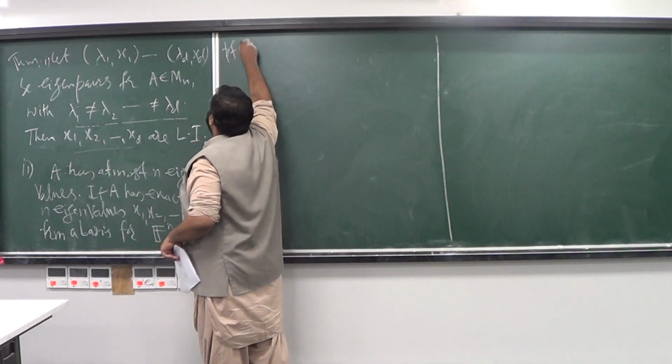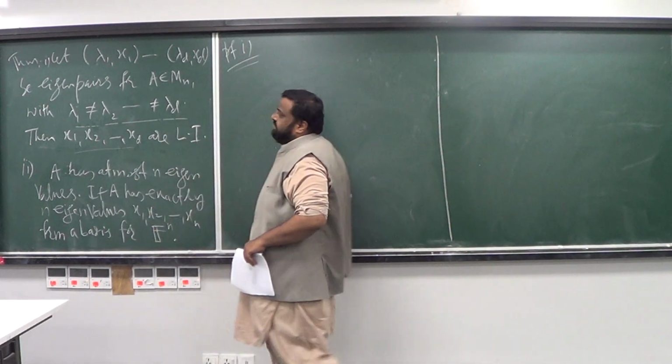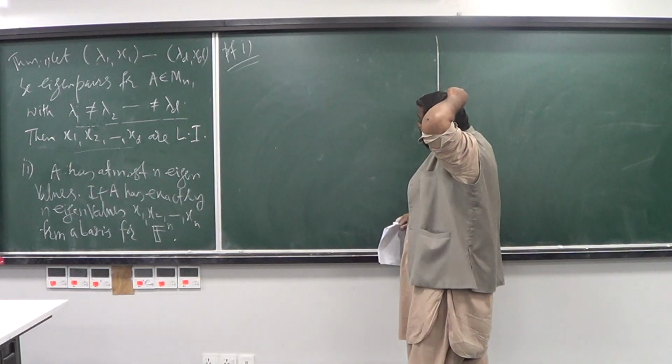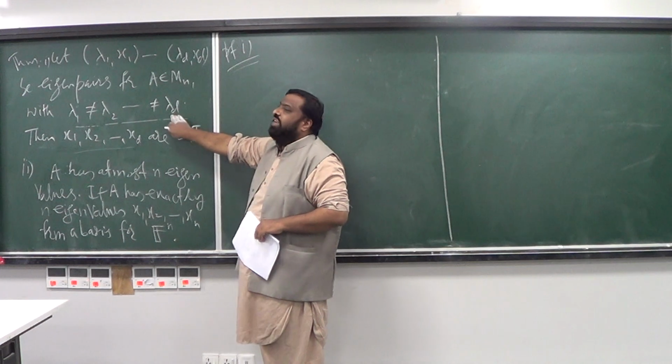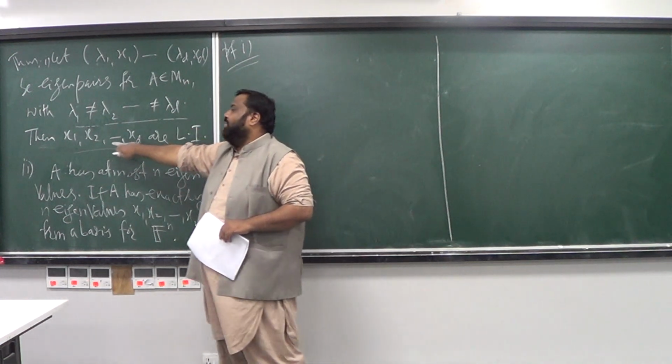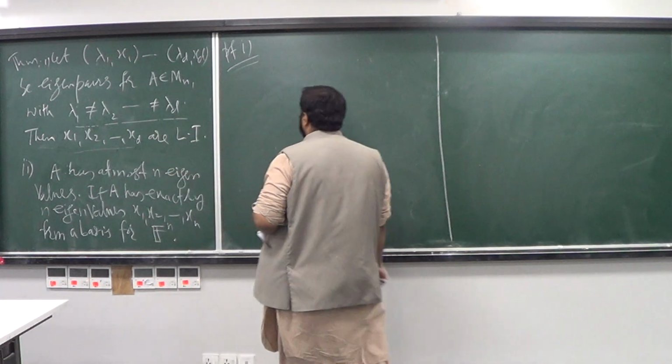So let's just start with the proof of the theorem. In the first part of the theorem, we have to show that if you have d eigenpairs in which the eigenvalues are distinct, then the corresponding eigenvectors must be linearly independent.